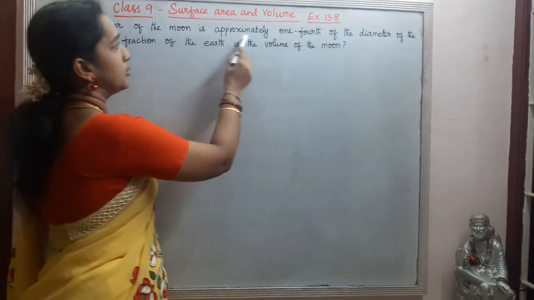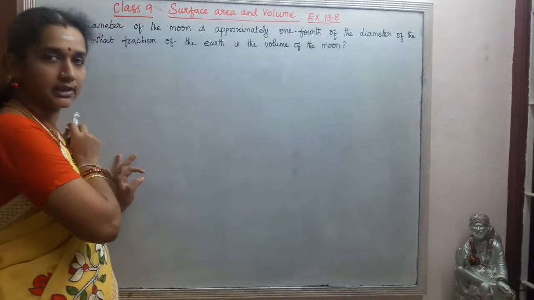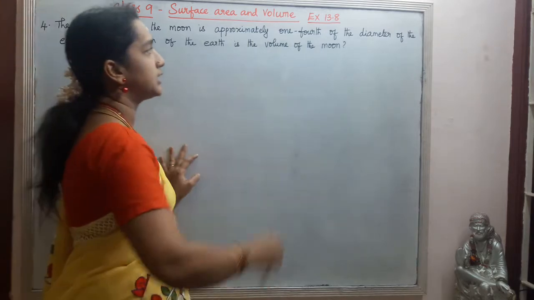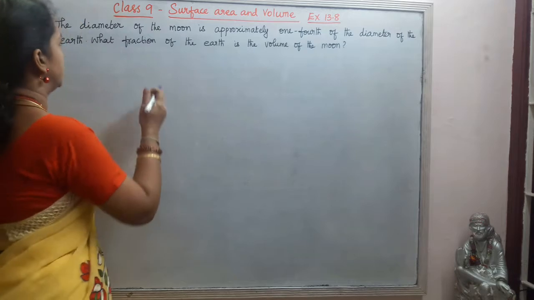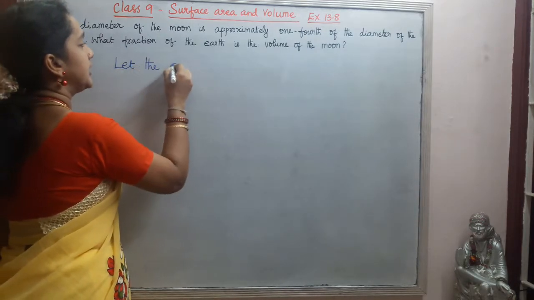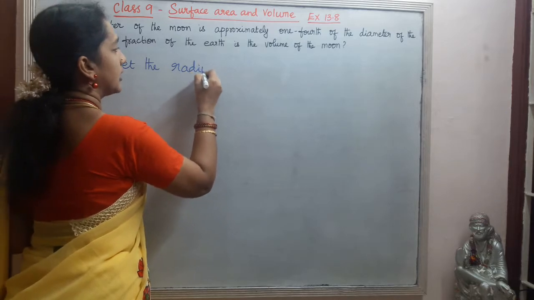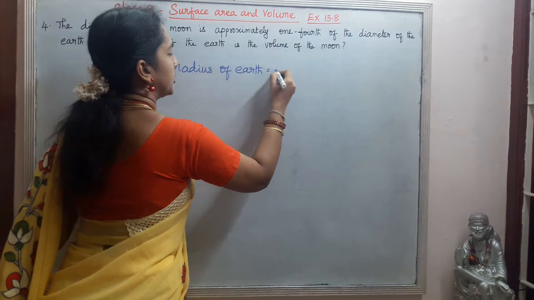The diameter of the moon is approximately 1/4 of the diameter of the earth. What fraction of the earth is the volume of the moon? This is the question given. We will take, let the radius of the earth be r.